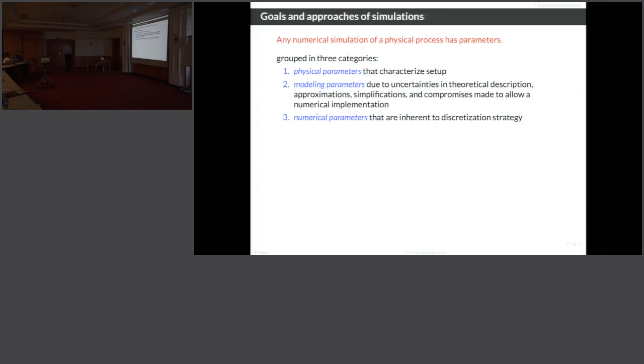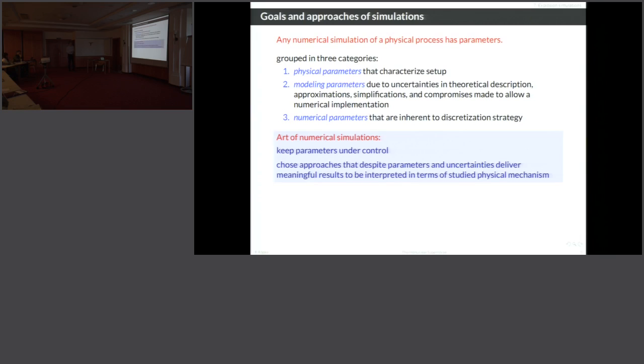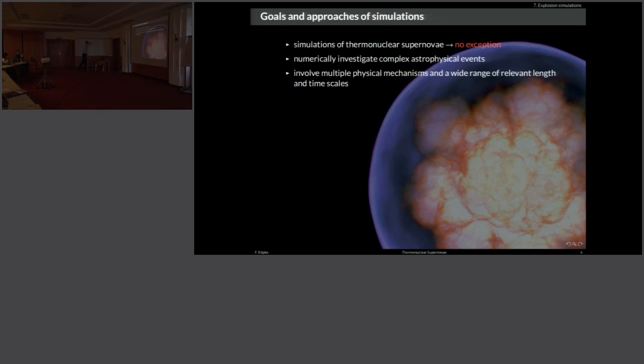We have approximations, simplifications, and compromises made to allow for numerical implementation, and this leads to certain parameters. And finally, we also have purely numerical parameters that are due to the discretization strategy, due to limited resolution, and so on. And one has to distinguish these, and of course, the art of performing these simulations is to keep all these parameters under control, because what you want to test in the end is only the physical parameters, and you want to get results that don't depend much on the modeling parameters or on the numerical parameters. Okay, so this applies to all numerical simulations of astrophysical objects, and of course to thermonuclear supernovae as well.